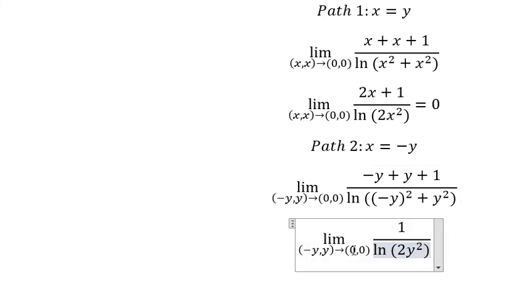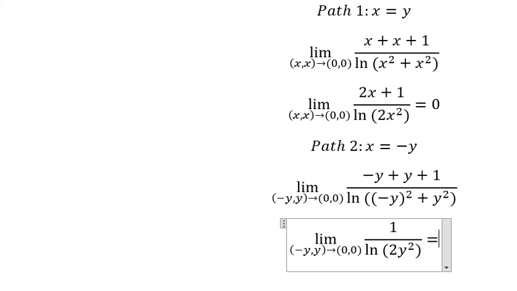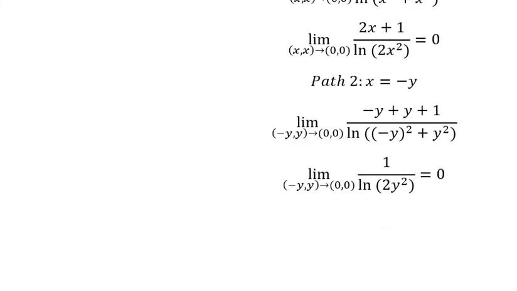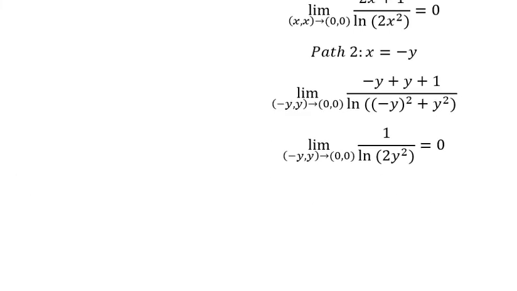So when y goes to positive 0, this one goes to negative infinity. 1 divided by negative infinity, you get 0. And the next one, part number 3. That is about x equals to number 0.